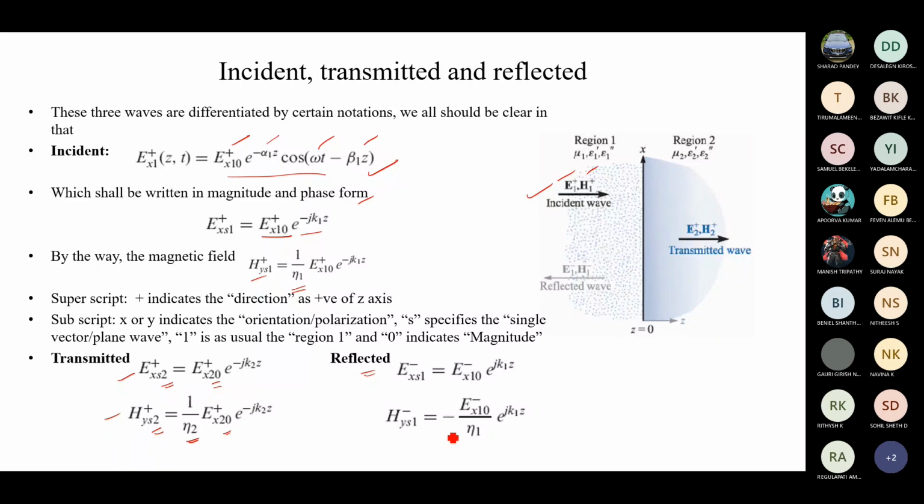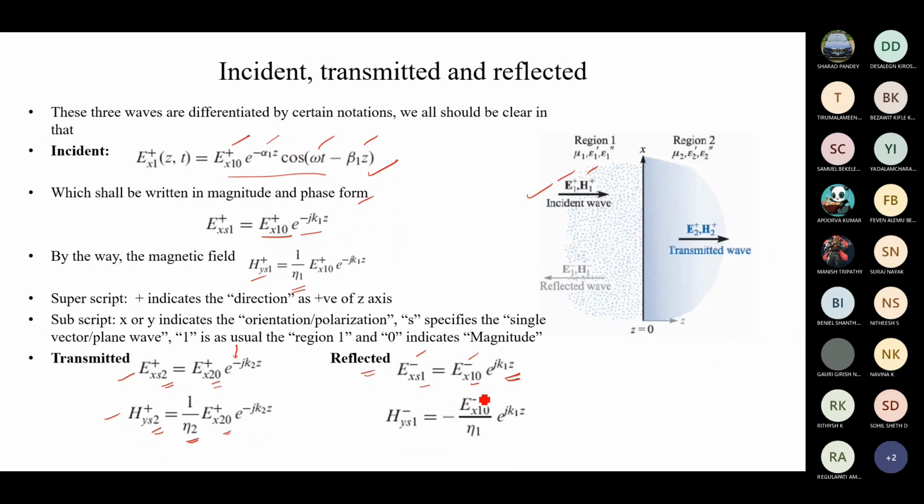And to indicate the reflected wave, you could see that the wave is actually traveling in the opposite direction. If it is minus, you can say it is the forward direction. If it is a plus, it is the opposite direction, which is again indicated by the sign. And the reflected wave is inside medium 1 itself.